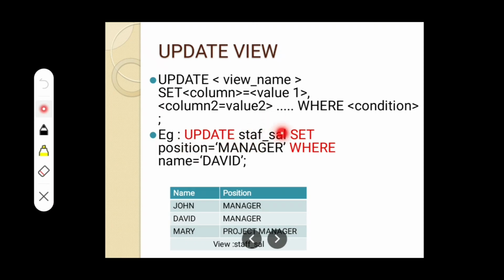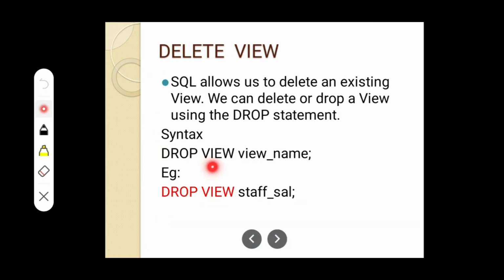So I will just write update. Which view do I want to update? View name is staff_salary. Okay, staff_salary set position equal to manager where name equal to David. Okay, we have to change David's position, and we did that. The similar operation that we applied on the table can be applied on the view. Okay, clear? This is the concept of updating a view.